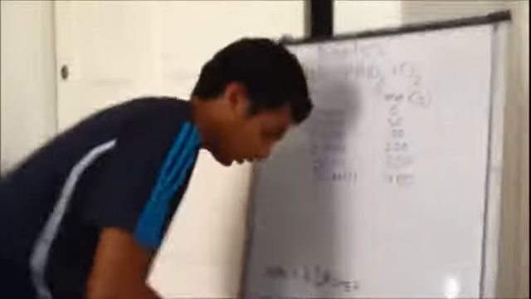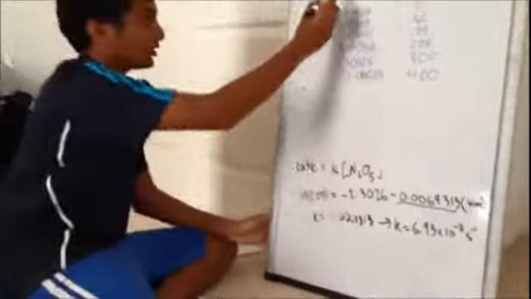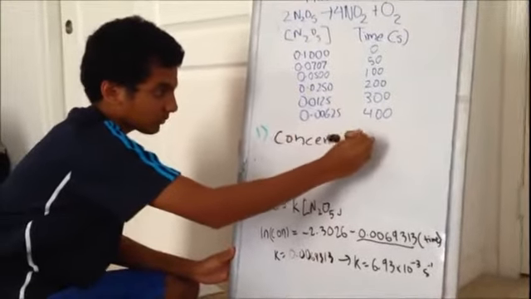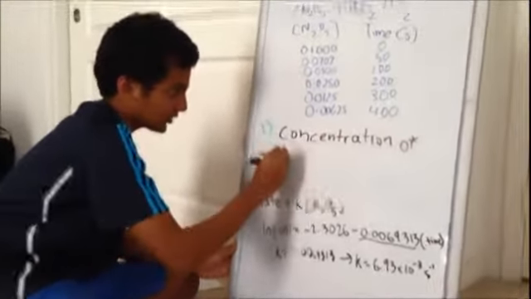The second part of the problem asks us to find the concentration of N2O5 at 600 seconds.